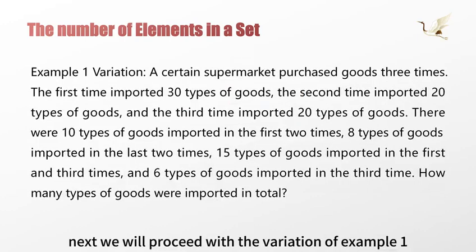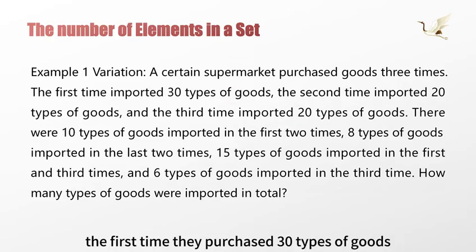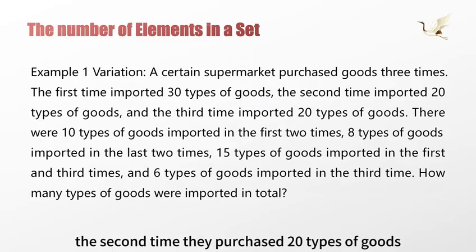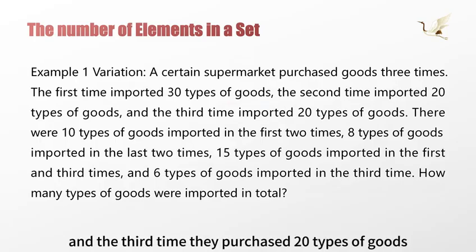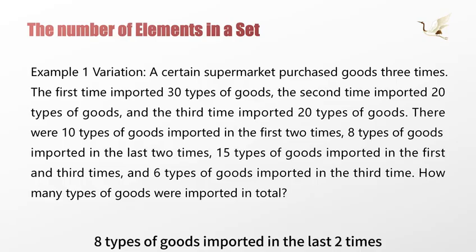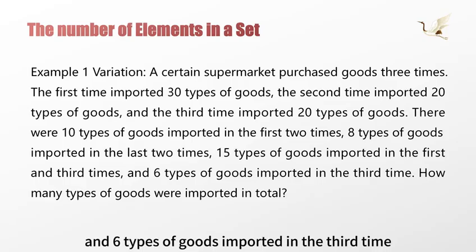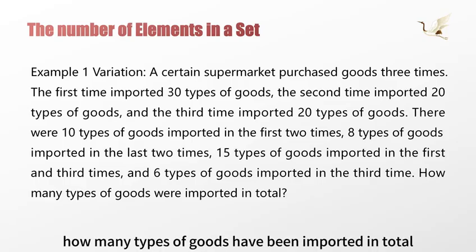Next, we will proceed with the variation of example 1. A certain supermarket purchased goods 3 times. The first time they purchased 30 types of goods, the second time they purchased 20 types of goods, and the third time they purchased 20 types of goods. There were 10 types of goods imported in the first 2 times, 8 types of goods imported in the last 2 times, 15 types of goods imported in the first and third times, and 6 types of goods imported in all three times. Q. How many types of goods have been imported in total?